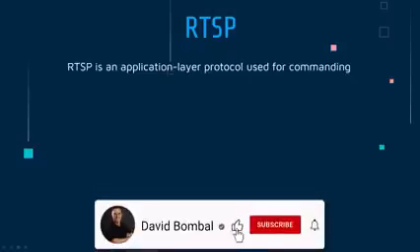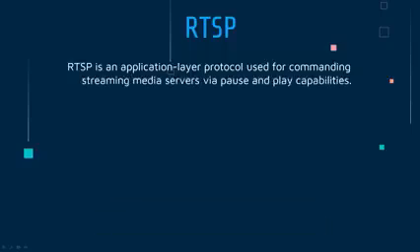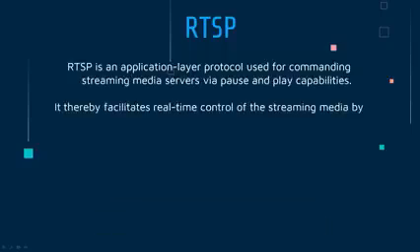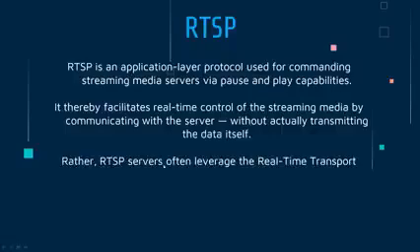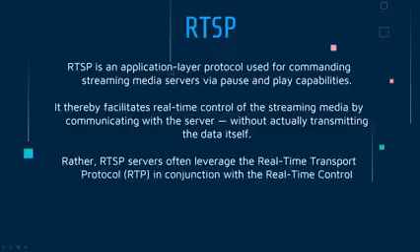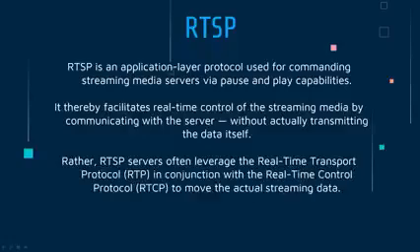RTSP is an application layer protocol, layer 7, for commanding streaming media servers via pause and play capabilities. It facilitates real-time control of the streaming media by communicating with the server without actually transmitting the data itself. Rather, RTSP servers often leverage the Real-Time Transport Protocol in conjunction with the Real-Time Control Protocol to move the actual streaming data. So we've got a lot of information there, a lot of protocols.